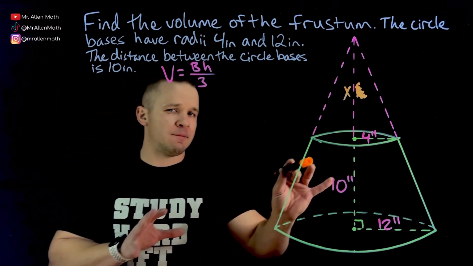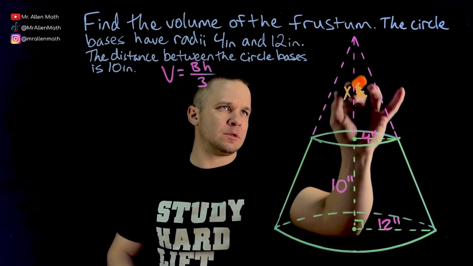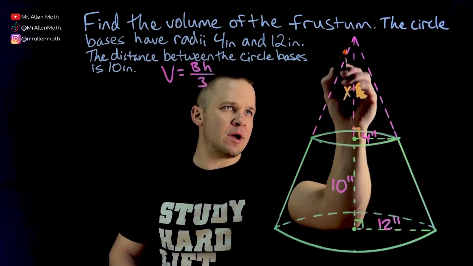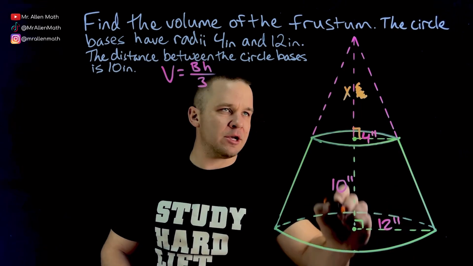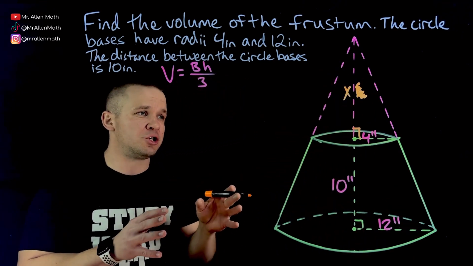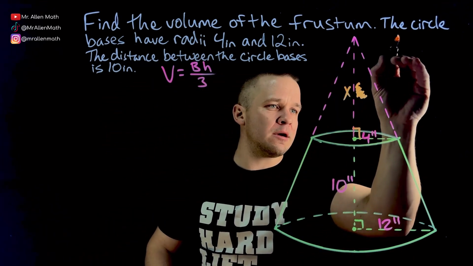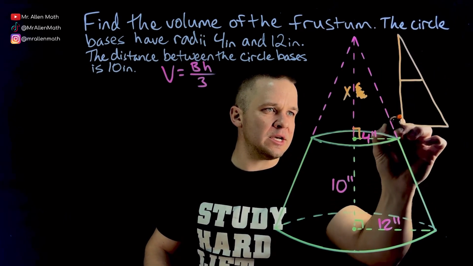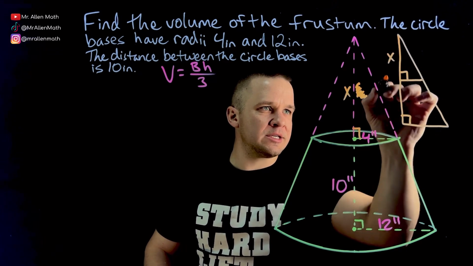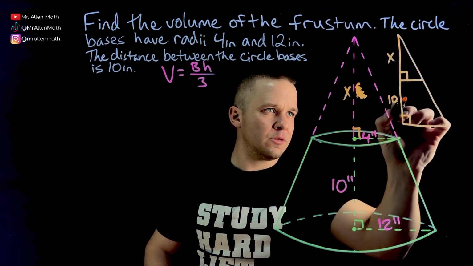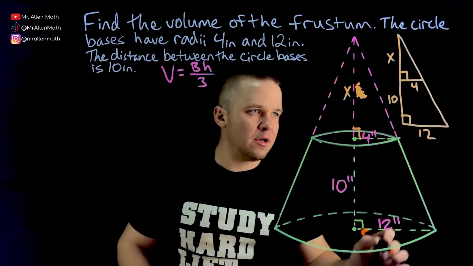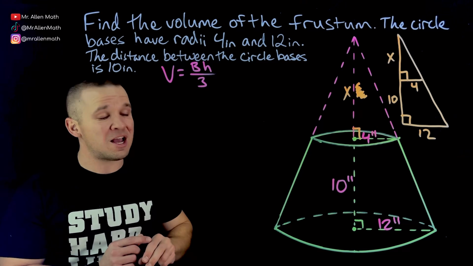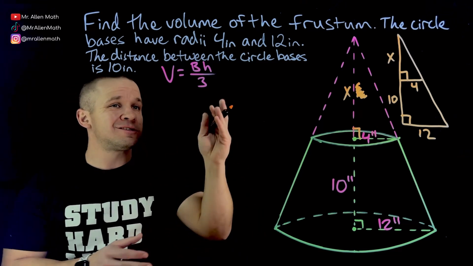Now, it may be hard to see in this 3-dimensional drawing, but I have a right triangle here, and this is also a right triangle. A little right triangle, a big right triangle, like a cross-section. I'm going to draw up what I see just off to the side. I have an X here, a 10 here, this is 4, and this is 12. If you're thinking, are those similar triangles, the little guy up top and the whole big guy? You are correct. We can set up a proportion to solve for X.